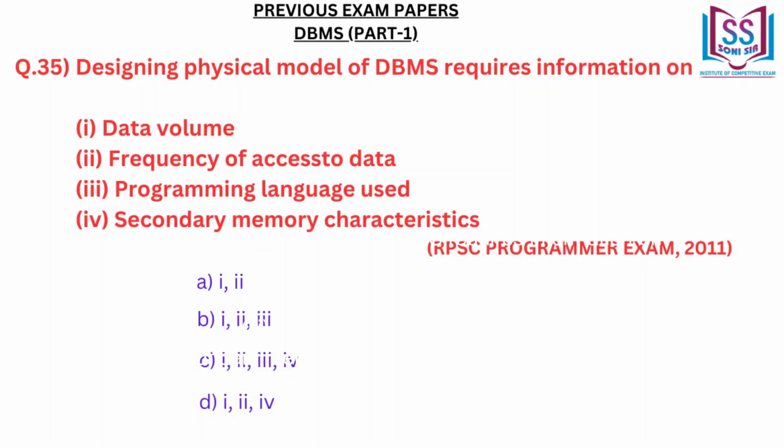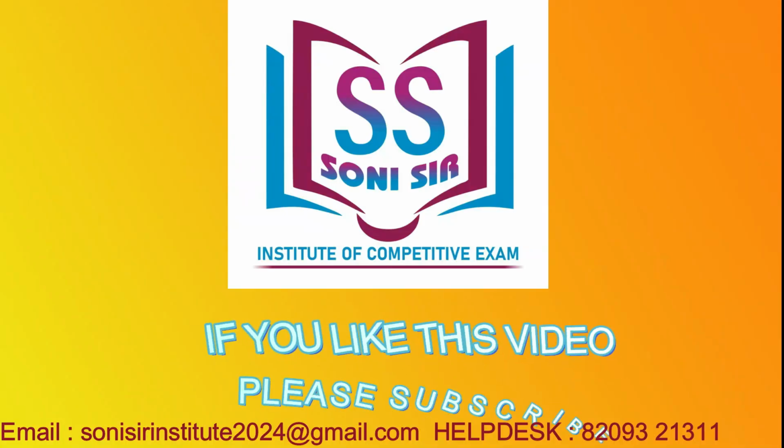Designing physical model of DBMS requires information on 1. Data volume. 2. Frequency of access to data. 3. Programming language used. 4. Secondary memory characteristics. A. 1 and 2. B. 1, 2 and 3. C. 1, 2, 3 and 4. D. 1, 2 and 4. Correct answer D. 1, 2 and 4.